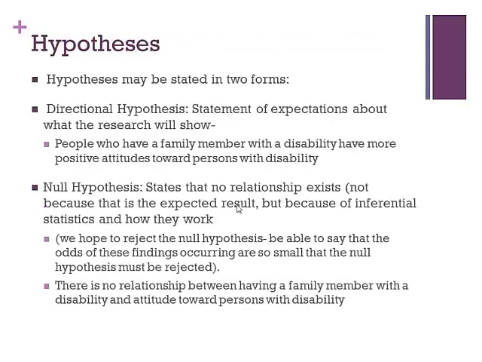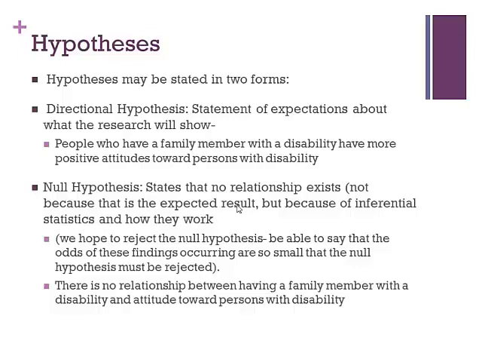You should be aware that hypotheses may be stated in two forms, directional and null hypotheses. Directional hypotheses are statements about our expectations about what the research will show. So, for example, people who have a family member with a disability will have more positive attitudes toward people with disabilities. That's a statement, and it suggests a direction, an expectation about what the research will show.